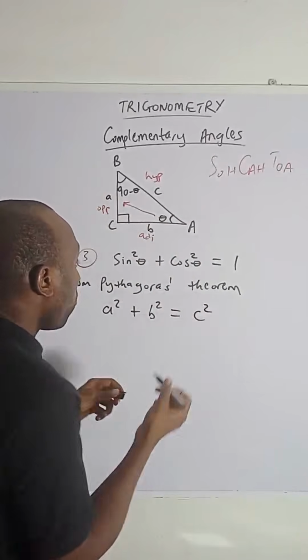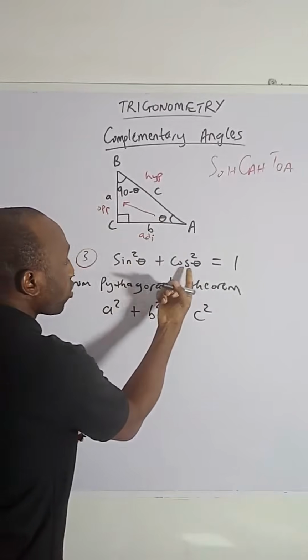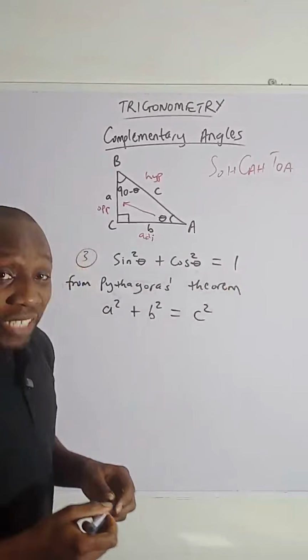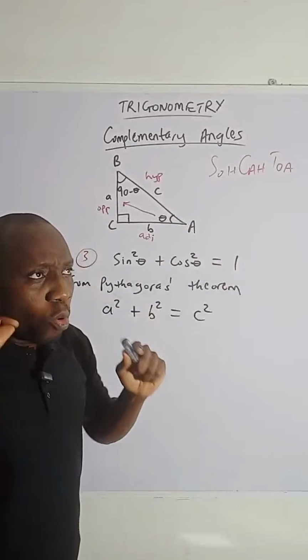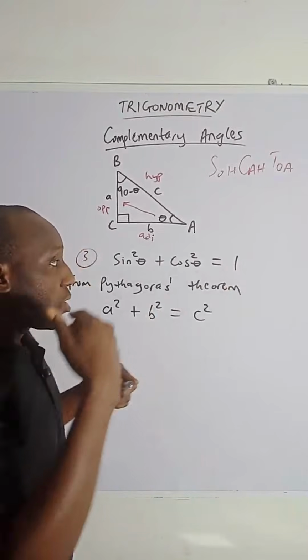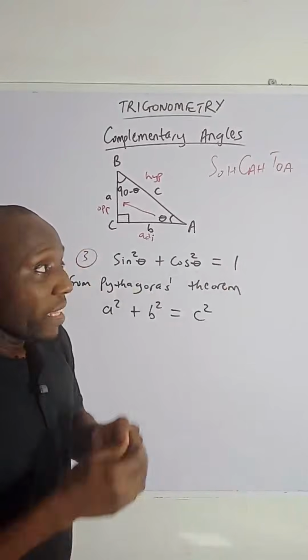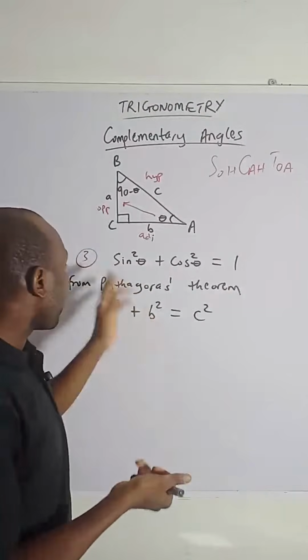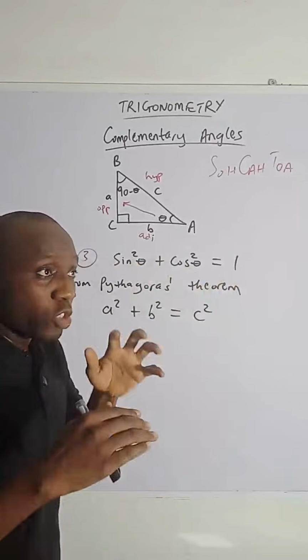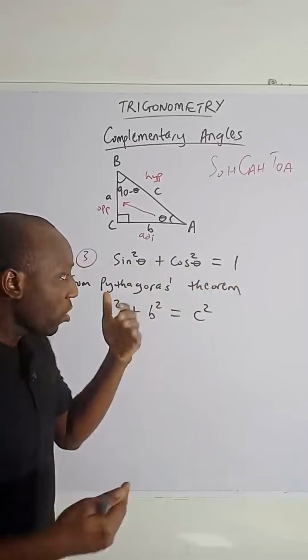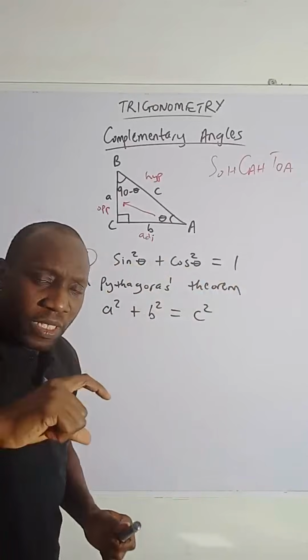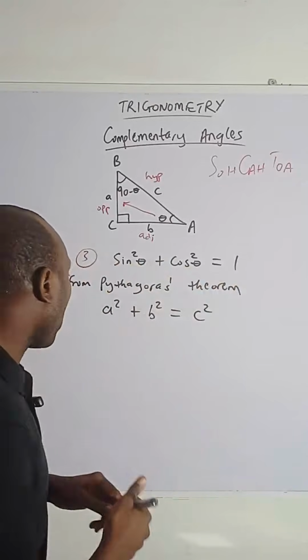C squared. We want to prove that sine square theta plus cos square theta is equal to 1. That's what we're trying to prove. You must know these trig identities. There are some questions you'll be required to solve that would demand that you understand this trig identity. That's why we're trying to prove it. In case you forget, you can just quickly see how you can prove it and confirm the answer. So that's why we're doing this.